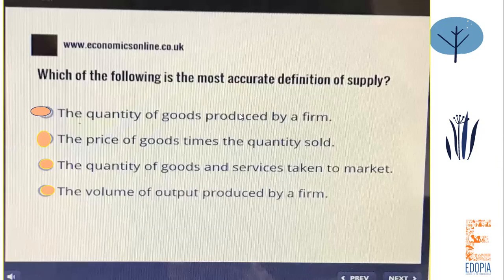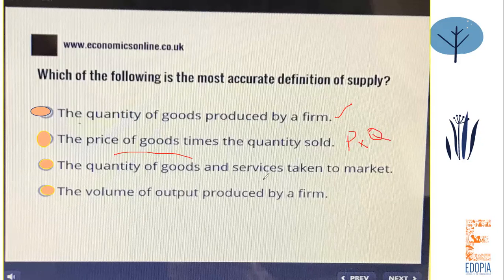Now, this is the question that you all have to answer. The question is, which of the following is the most accurate definition? If you look at the first one, the quantity of goods produced by the firm, you would stop here and say, yes, this is something that creates supply. You're producing, but you are not saying that you are providing it to the consumers. The price of goods times the quantity sold. It says price into quantity. Basically, that makes revenue, not supply.